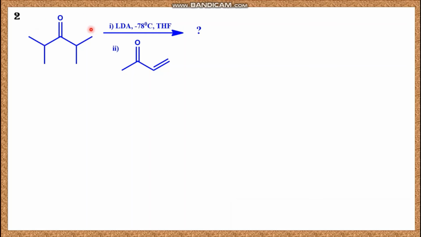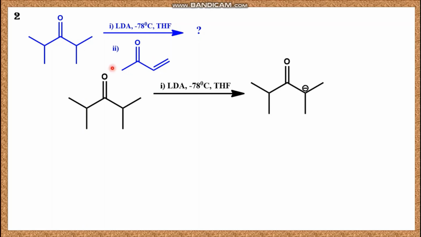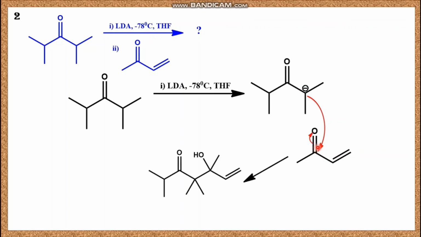One more example. This is another ketone. The same reagent, LDA, is used, and one more ketone is there, with an alpha beta unsaturated ketone also present. The first step will be proton abstraction. This is also symmetric, so we can abstract from any of these hydrogens. Later it will react with another ketone. This negative charge, the nucleophile, attacks the carbonyl carbon, and this bond will shift to oxygen. On hydrolysis we get a beta hydroxy ketone. There is no change in the double bond.